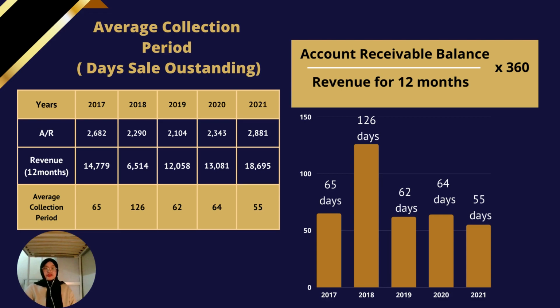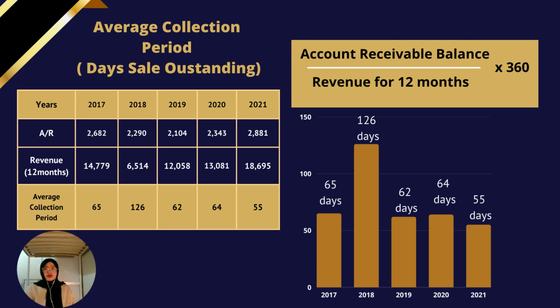So the second one is average collection period, known as days sales outstanding. In the past 5 years, Sime Darby's average ACP is 74 days. The company's best performance was in 2021 with an ACP of 55 days. This marks a reduction of 25.57% against the ACP average of 74 days. This performance was due to the company achieving its highest revenue of RM 18,695 million in the past 5 years.